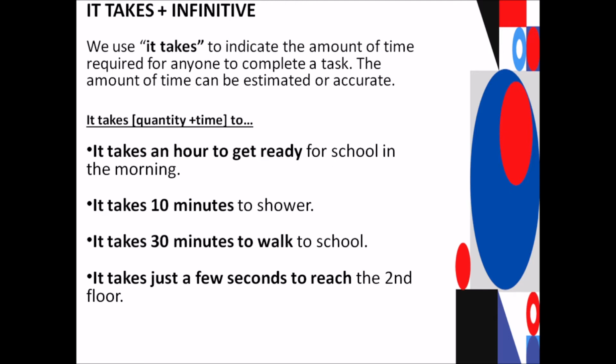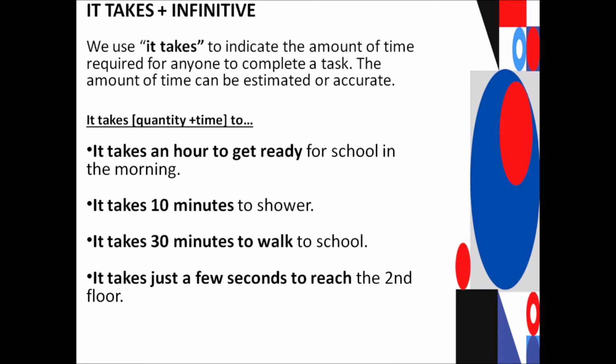As here on the first example: It takes an hour to get ready for school in the morning. Okay, but note that we have an underlined sentence. So it takes, and we have a quantity and the time, and the infinitive. I have a quantity, in the first example it is 1, and the time, hour. What is the measure, the amount of time I'm using? Hour. So, the quantity 1, the time, hour. So, it takes an hour, and the infinitive, to get ready for school.